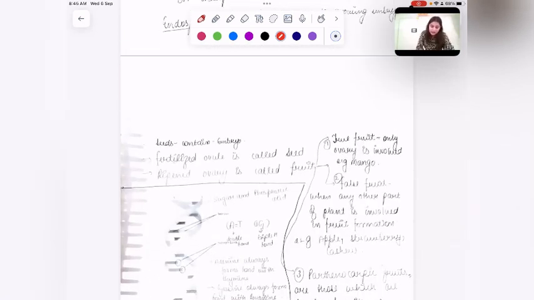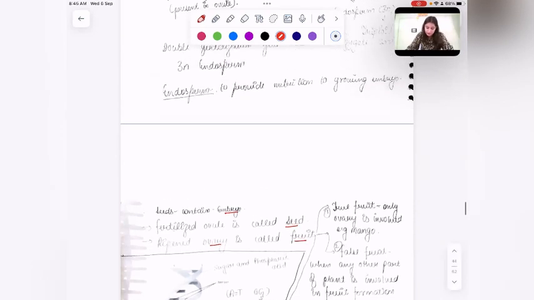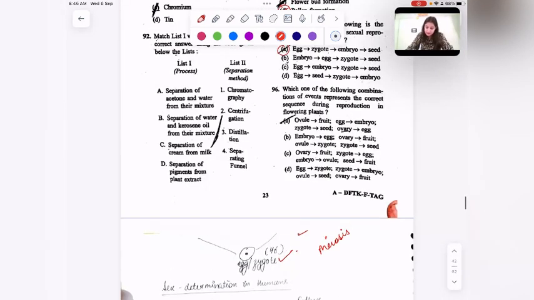Okay. So here we know seeds contain embryo, fertilized ovule is seed, ovary is fruit. Ovary, fruit, ovule, seed. So option ovary, fruit, ovule, zygote or seed, right? Then zygote present in seed. Option B is the answer here.